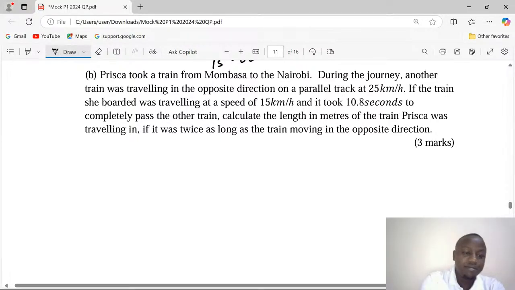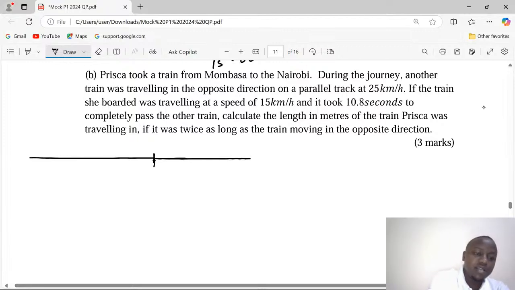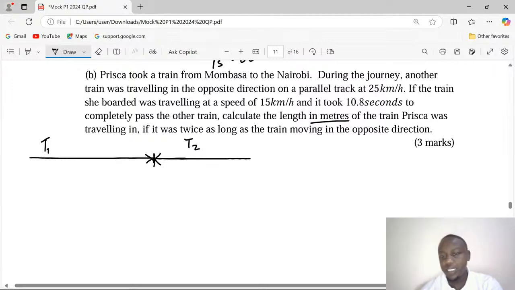Prisca is in a train. Let me sketch the information. Prisca is in a train. Then now, at some point, another train is in the opposite direction. So we have a train 1 where Prisca is, and there is train 2 in the opposite direction. There is train 2 here in the opposite direction. Now, there are some instructions here that calculate the length in meters, strictly in meters, of the train Prisca was traveling in if it is twice the other train.